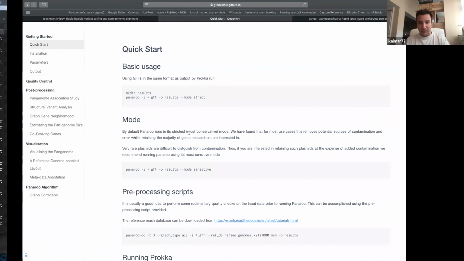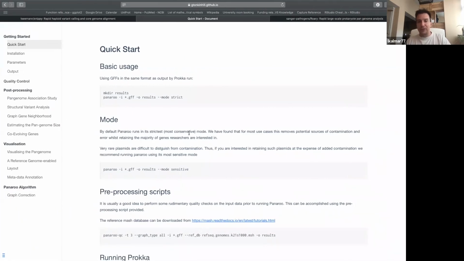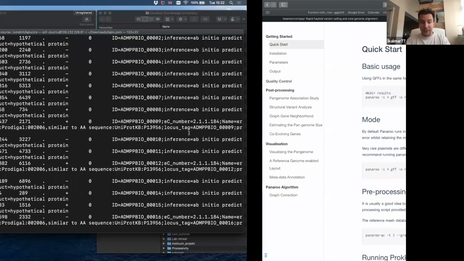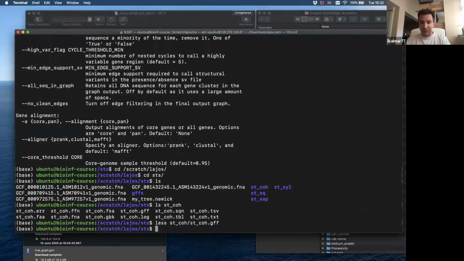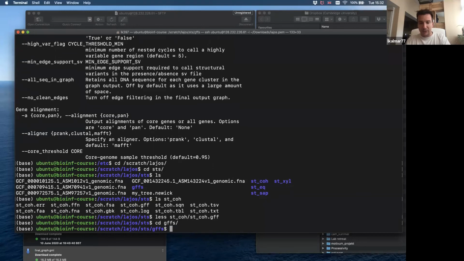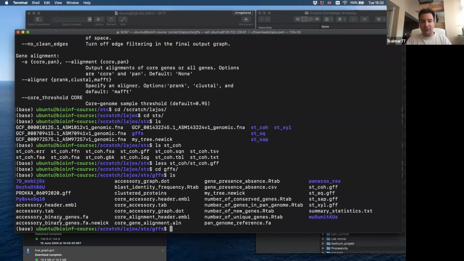So if you are running Roary, you will always get back a tree at the end. And this is what I had. If you remember, we already saw the accessory binary genes fa.newick. Last time this was that tree that we visualized in Phandango. So this is a tree that is based on the gene set differences mainly.